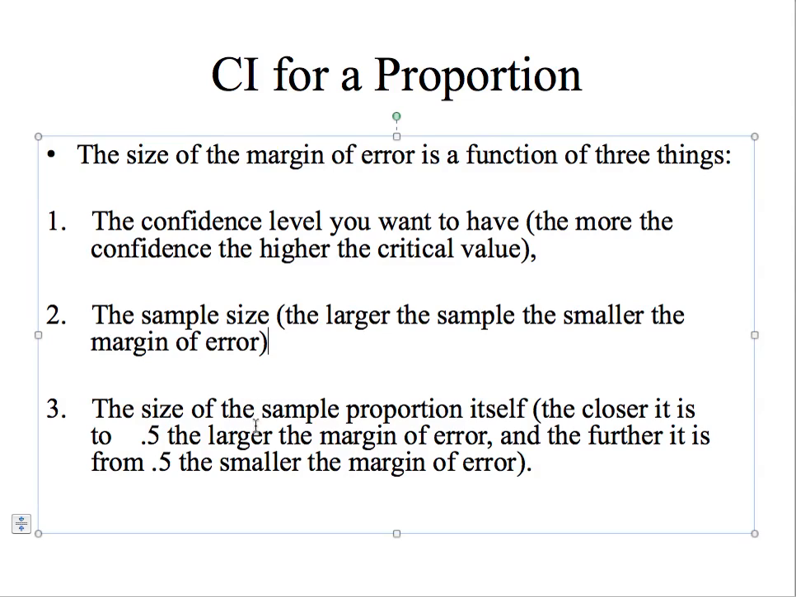The third thing that can change the size of the margin of error is the sample proportion itself. The closer the sample proportion is to 0.5, the larger the margin of error. And the further it is from 0.5, the smaller the margin of error. But again, you can't control this. You get what you get. The only thing you can control for a given confidence level is the sample size. You want more precise estimates, get a larger sample size.